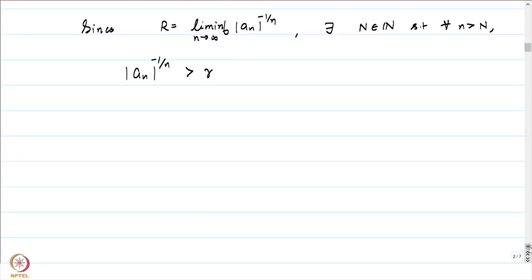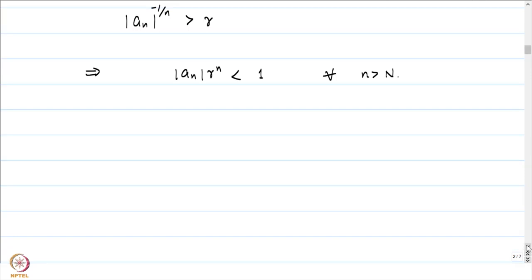Right, so what is the implication of this? This is for all n greater than this capital N. That implies that |a_n| r^n is less than 1 for all n greater than capital N. Remember that these are all positive numbers, so I am freely manipulating the inequality here.